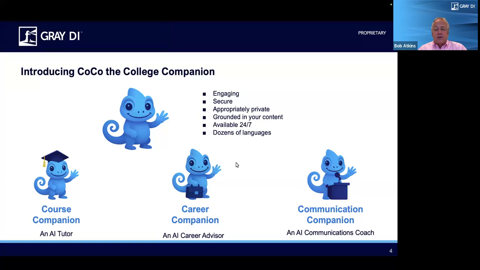Career Companion is just what it sounds like. It's an AI career advisor, and it can take a student from visiting your website through their freshman year, help them find an internship, help them write their resume, and find specific jobs for them on graduation. Can even coach them. We've integrated the Communications Companion. They can experiment, do a mock interview with a potential employer, and that can also be integrated into your communications courses.